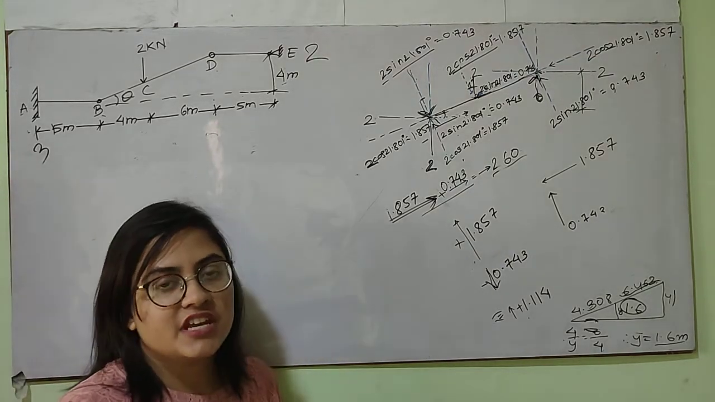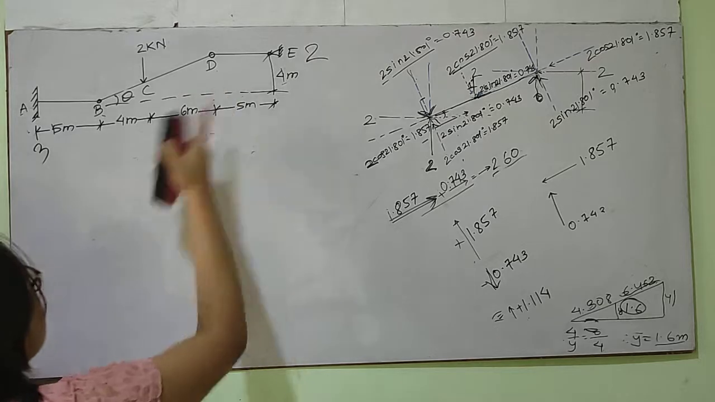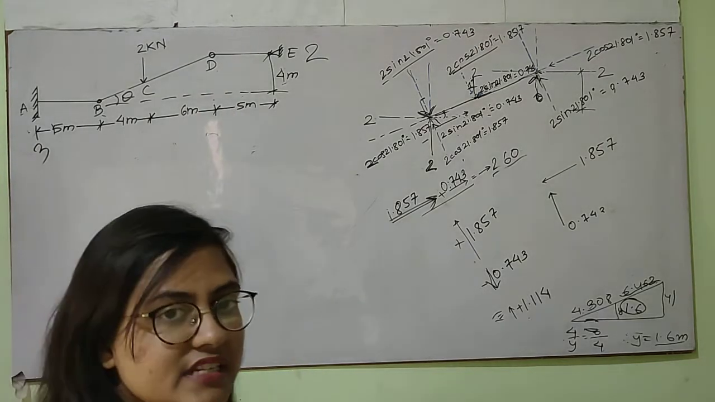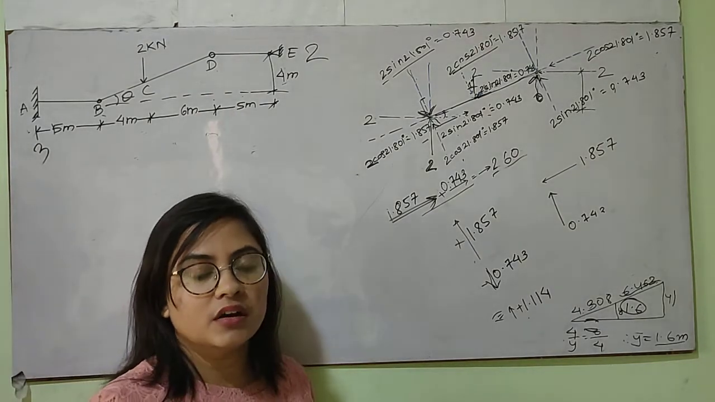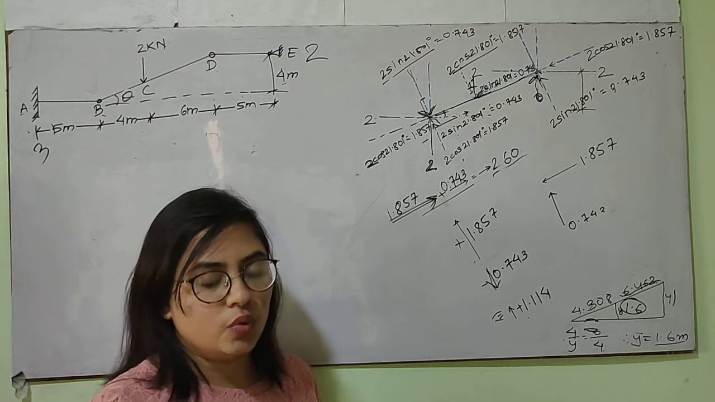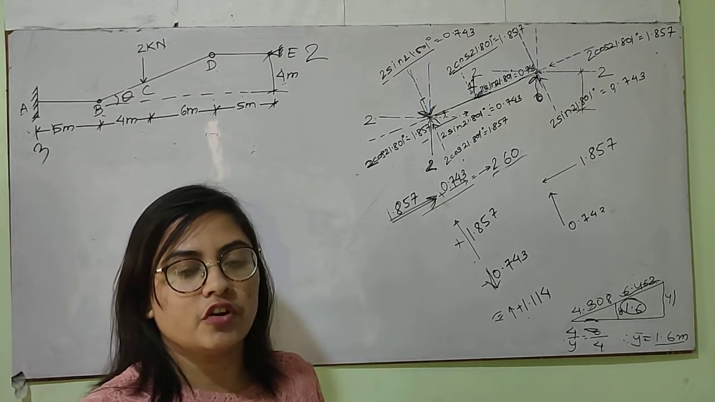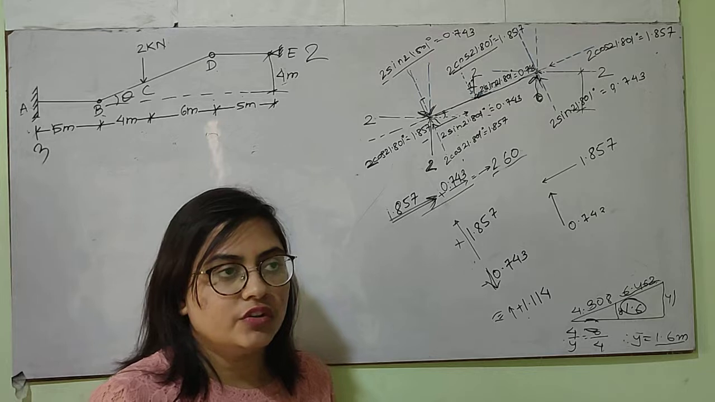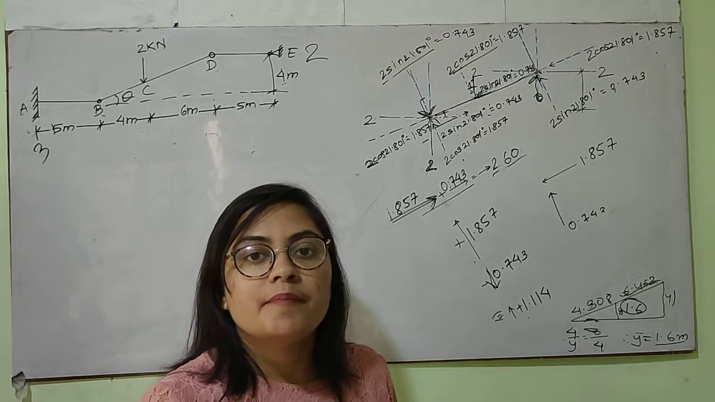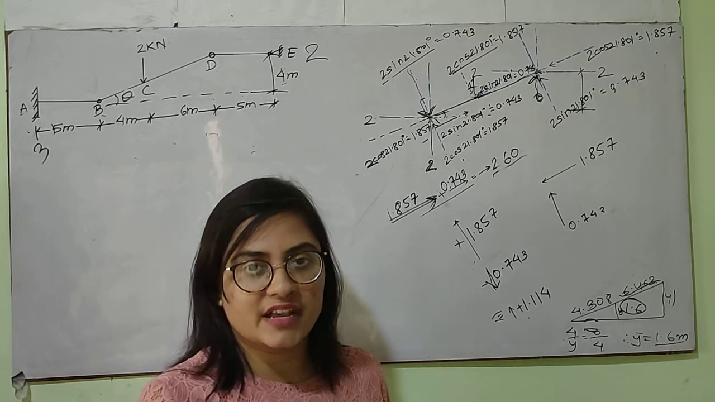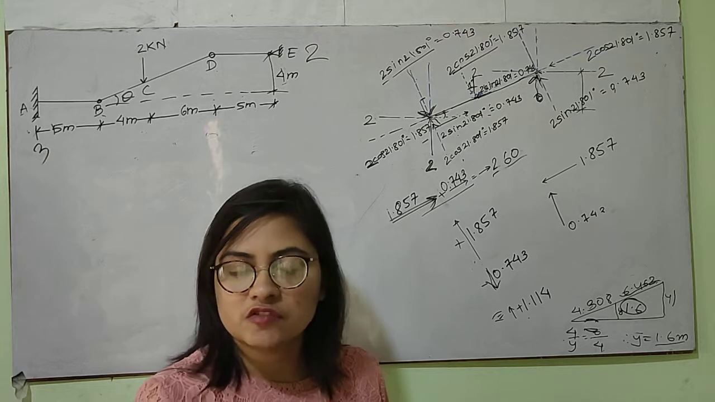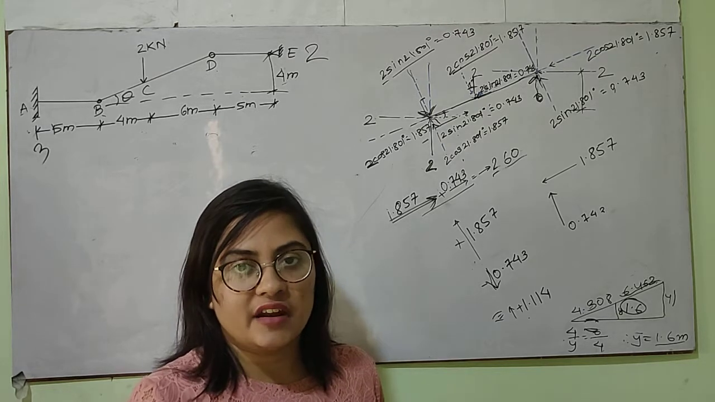The BMD, SFD and AFD of this BD and AB is simple. But BD is not simple because the member is inclined. So what we need to do? First of all, we need to find out the reaction components which are parallel and perpendicular to the member axis in order to find out the axial force diagram and shear force diagram respectively.